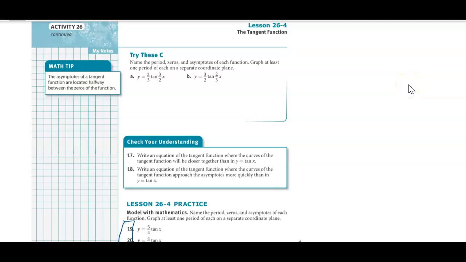Alright, so today's lesson is going to be very short. This is the end of 26.4, just putting the two tangent ideas together. So what you should have taken away so far is that we have tangent in the form y equals a times the tangent of b times x. A is going to affect the y values, and it's not amplitude, tangent doesn't have that, but it's just kind of like how high and low or how stretched the graph gets.